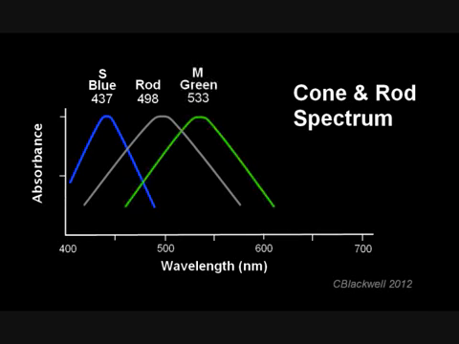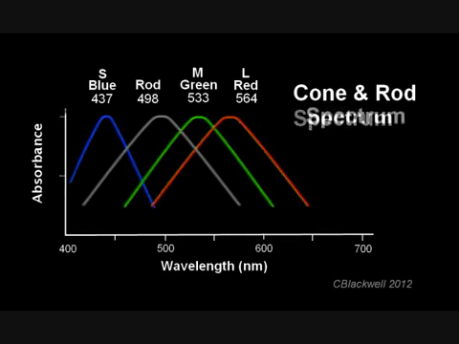The green sensing cone operates in the middle wavelengths, so it is called an M cone. Peak sensitivity is 533 nanometers. Toward the red end, this cone senses longer wavelength light, so it is called an L cone. Peak sensitivity is 564 nanometers. Note how the range of each cone overlaps the others.